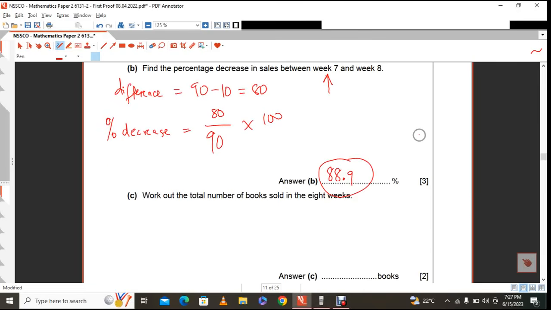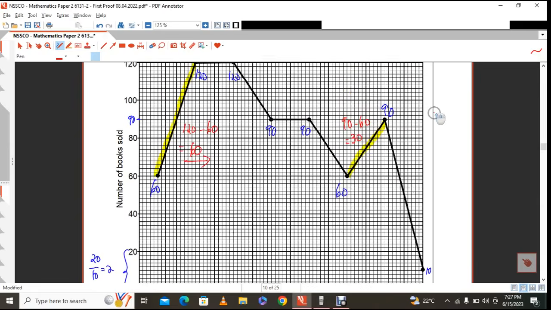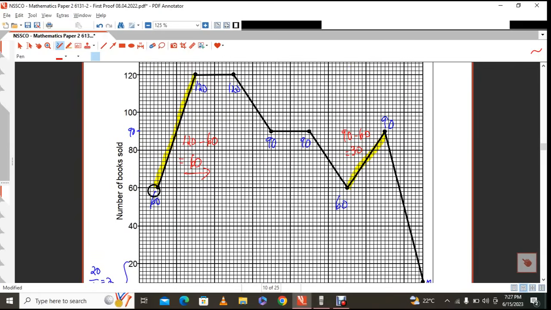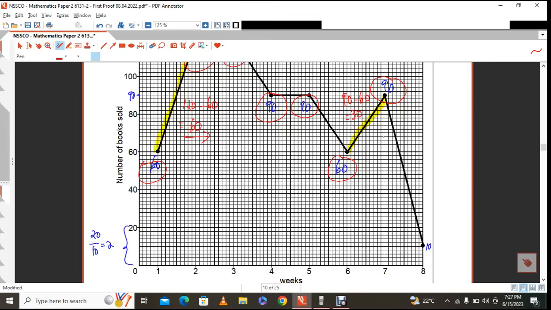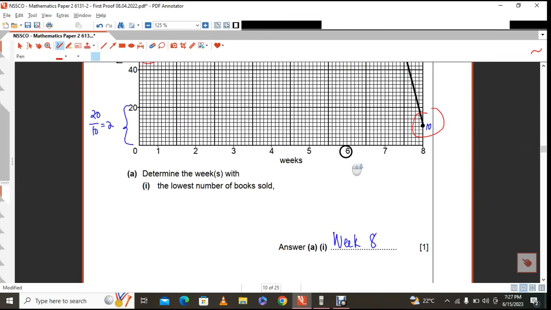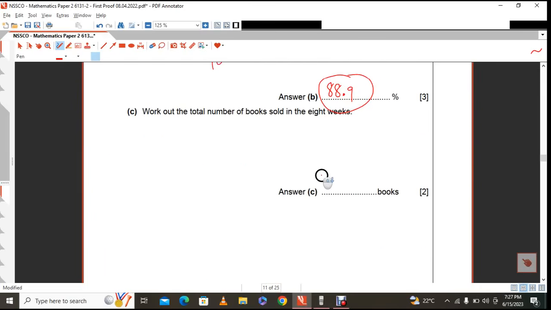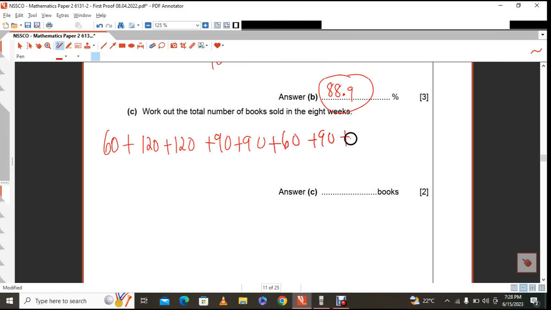They're asking you the total number of books sold in the 8 weeks. So, well, of course, I have recorded them. It is obviously the 60 here plus the 120 plus the 120 plus these two 90s over here plus the 60 plus the 90 as well as the 10. Okay, so just go back and forth and make sure that you remember them and you write them down. So I'm going to add them and write them down. So we said it's 60 plus there were two 120s, I remember. Then there were two 90s, I remember. Then there was another 60 and another 90, as well as another 10. Bottom line, the answer is 640.